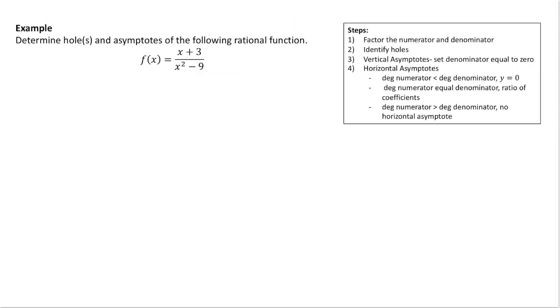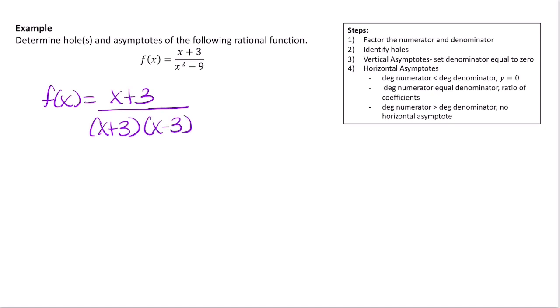So let's look at some examples. Let's practice determining the holes and asymptotes of the following rational function. So what we're going to do is start off by factoring everything. The numerator cannot be factored, so we just leave it as x plus 3. The denominator will become x plus 3 times x minus 3, right? Because that is the difference of squares.